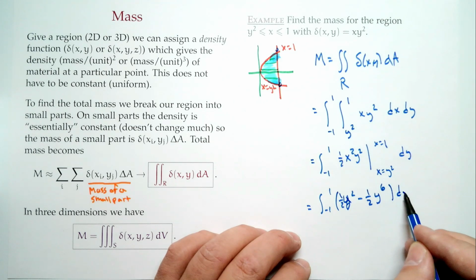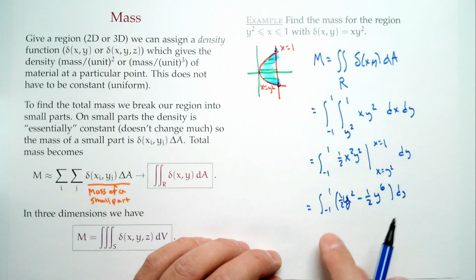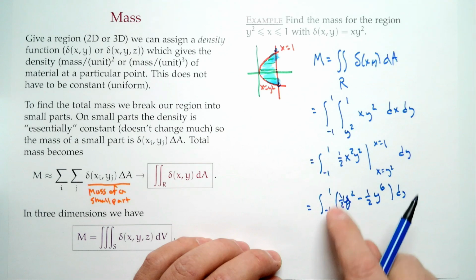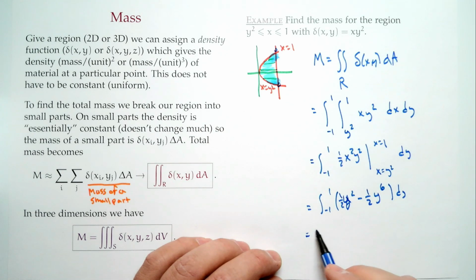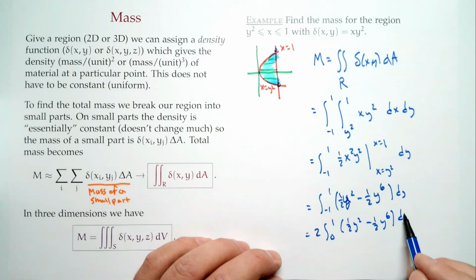Okay, dy. Now, here we can save ourselves a little bit of work. Notice this function is even. And so instead of going from negative 1 to 1, we can just double going from 0 to 1. Yes? No? Okay, I'm going to say yes because we're almost out of time.